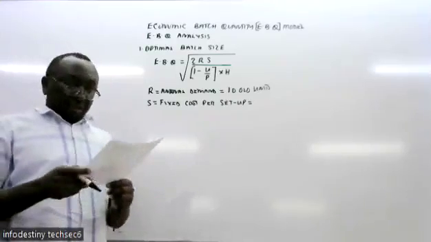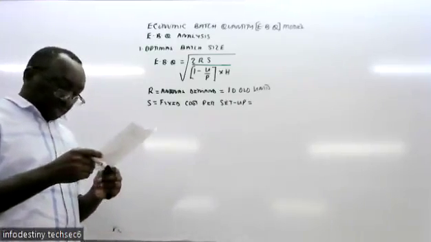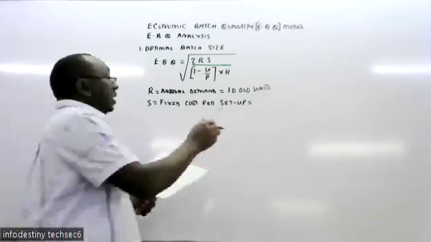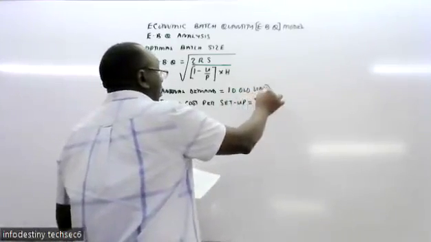So in this question, the fixed cost per setup, we are told it is what? 3,000 shillings.